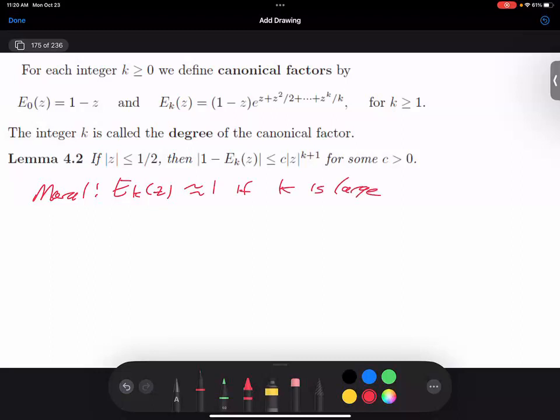Okay. Why do I want e_k to be close to 1? Well, if I now take a product of a bunch of e_k's, there's a hope of this converging, right? If I want a product to converge, which values should the terms of the product be getting closer and closer to? They should be getting closer and closer to 1. Okay, so the e_k's are close to 1. So you should be thinking, let me take a product.